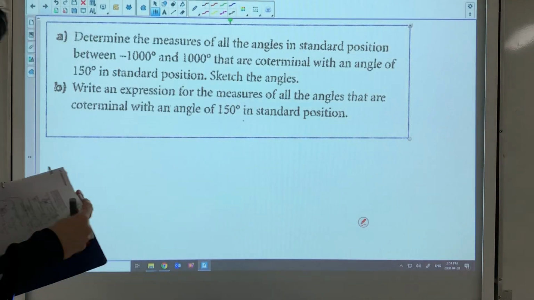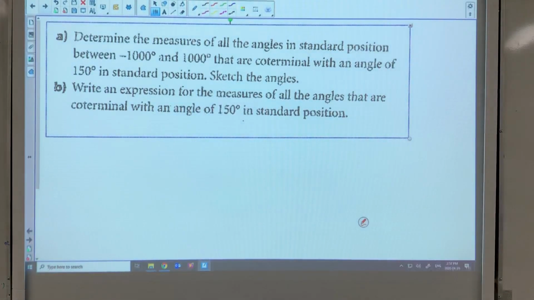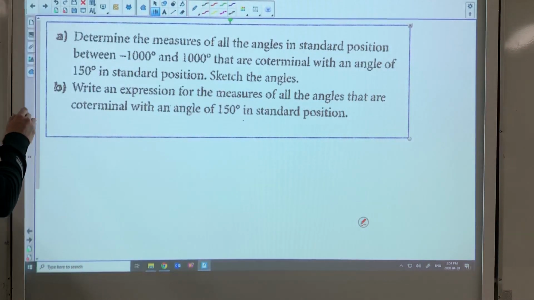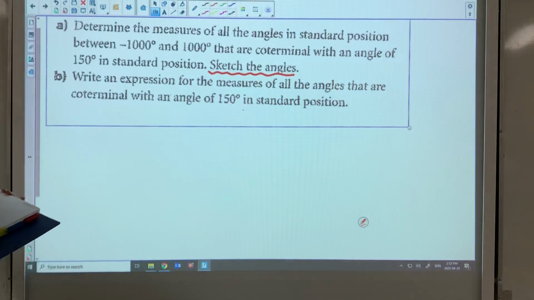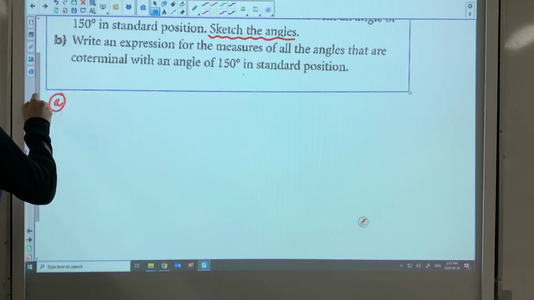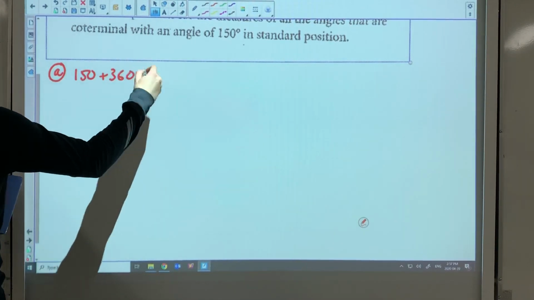All right, we got a try it yourself thing here. Let's take a look at what we got. Determine the measures of all the angles in standard position between negative 1,000 and 1,000 degrees that are coterminal with an angle of 150. Okay, well, we can do this. Sketch all the angles. I don't think we're going to sketch all of them, but we can sketch a couple of them for sure. So if you're going to be coterminal with 150, then we're going to want to add 360 and see what we get.